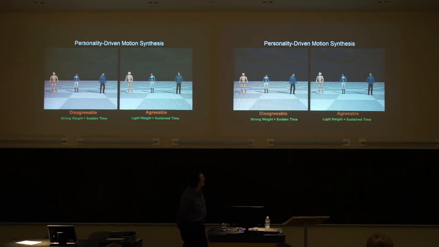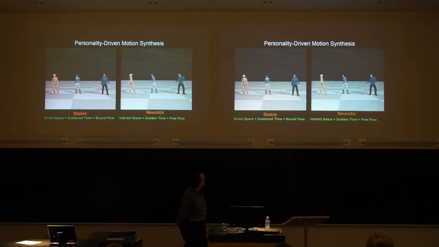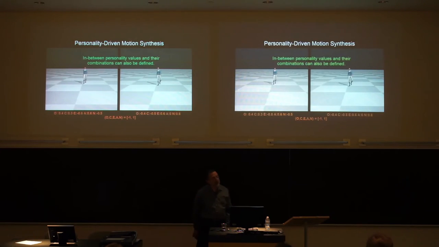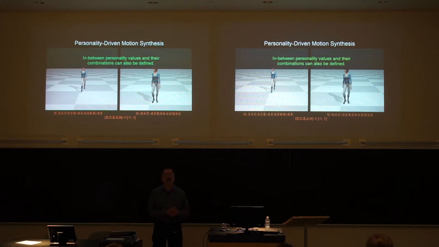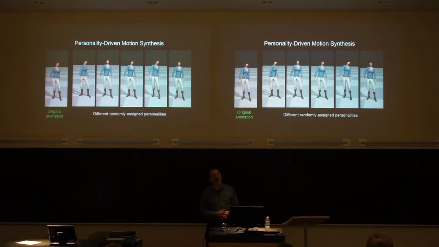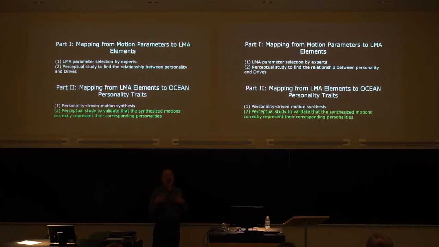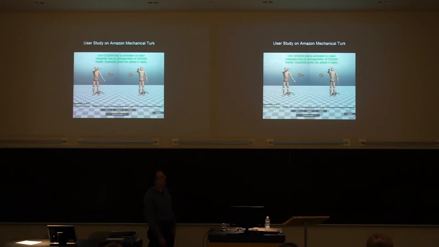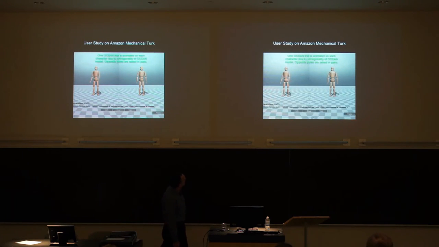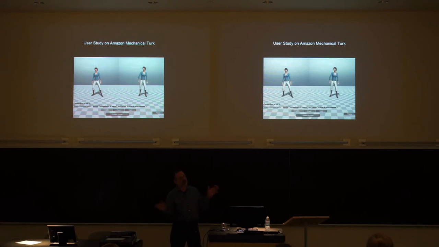So, you want to make disagreeable characters, you use those LMA characteristics. You want to make blah characters, you use those. And then you can blend. You don't have to use the extremes. You can come up with any value you want. So now we can create characters with different personalities by just randomly assigning them the LMA values within the ranges appropriate to that personality type. And this was the validation, you run it through that, you ask people if in fact it looks that way, and they say most of the time it does.